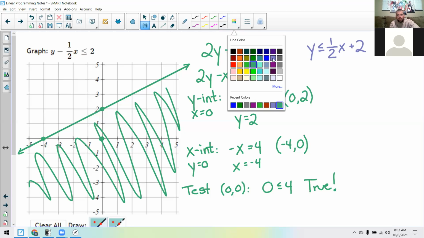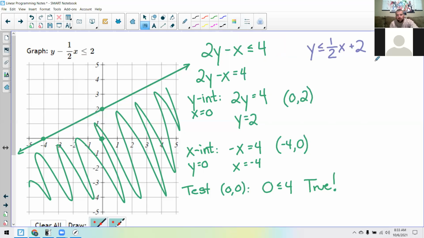Going back to this other way I solved it, this one right here, this would start at y equals 2, (0, 2), and we would go up 1 over 2. Look, (0, 2) right there. So it doesn't matter which one you use to graph it, they're both going to work.